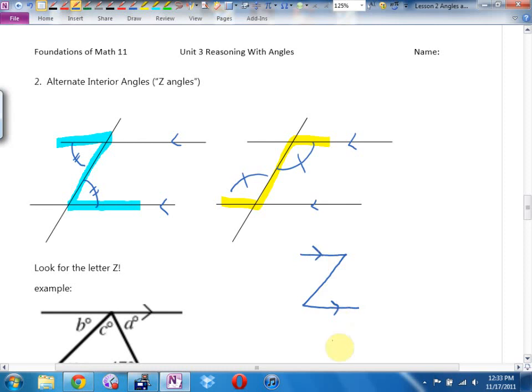But if you know that, these two angles are the same size. Or if it's a backwards Z, these two angles are the same size. Kind of a Zorro thing, if you want to bring that into play. Z angles, alternate interior, Zangles, whatever you want to call it. Example.